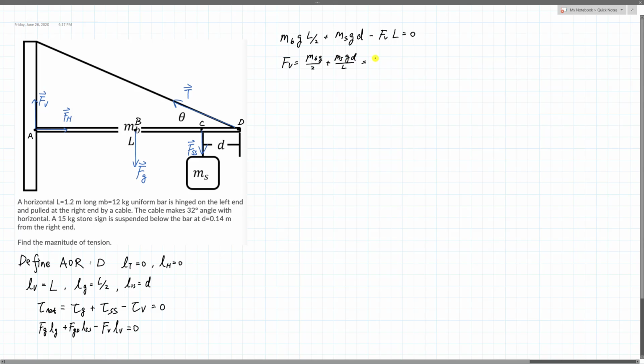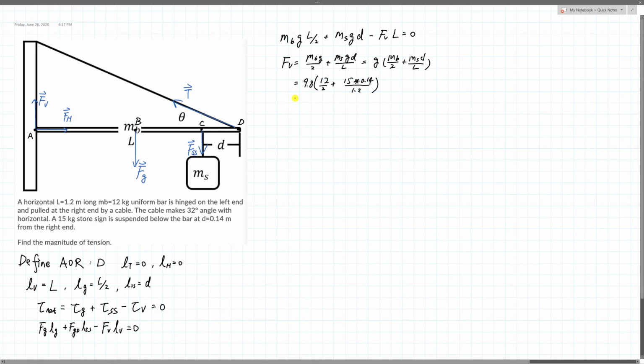If you want, you can factor out the gravitational constant. So the first term is mb over 2. The second term is ms times d over L. So let's find this value. 9.8 times the mass of the bar, 12 kilograms, over 2. And sorry, not store sign, this is the bar. Plus the store sign is 15 kilograms times the distance 0.14, and then the length is 1.2.